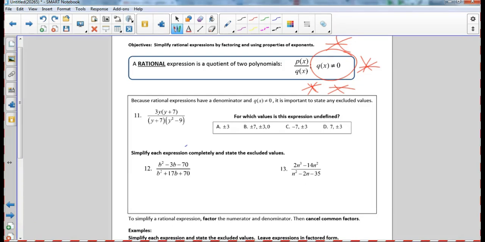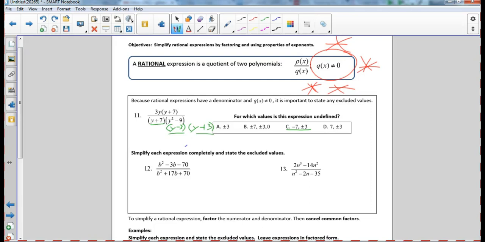So, number 11, we can't have 0 on the bottom, and it says, what can not be on the bottom? Well, if you factor y squared minus 9, you might notice that this is a difference of 2 squares. So y minus 3, y plus 3. Some of you might jump to say, well, here's my answer, because negative 7, 3, and negative 3.